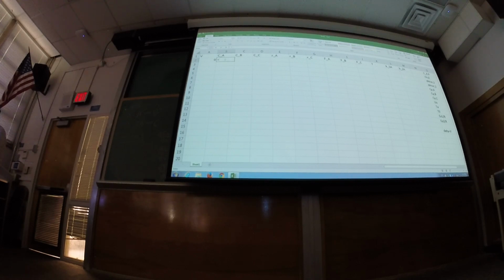All right, what's the initial concentration of A? CA naught. What's the initial concentration of B? 0. C? 0. We're going to skip these for the time being. What's the initial flow rate of A? FA naught. What's the initial flow rate of B? What's the initial temperature? T naught.